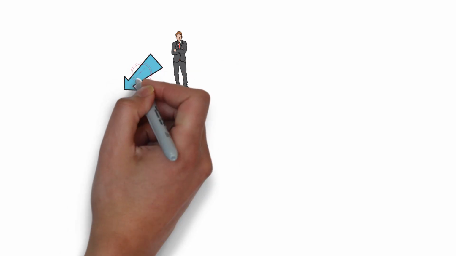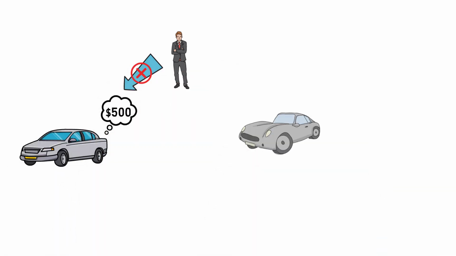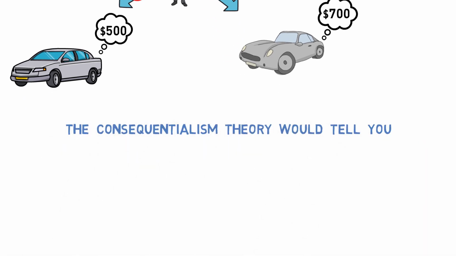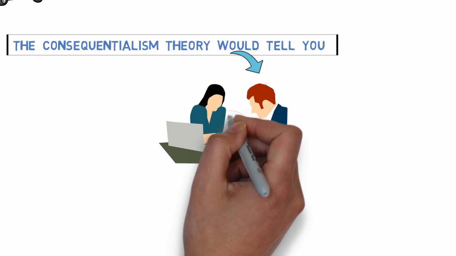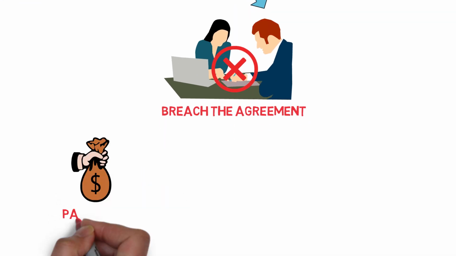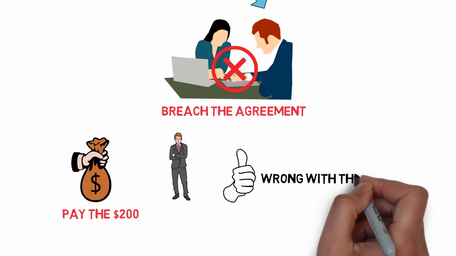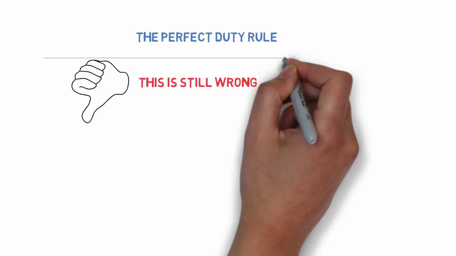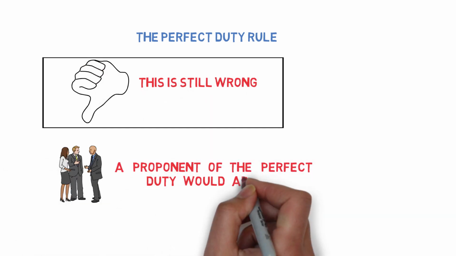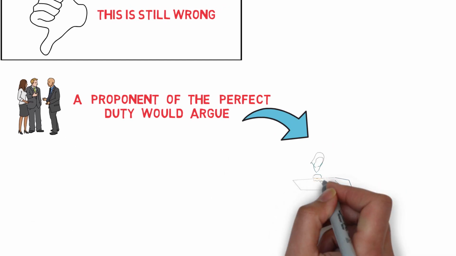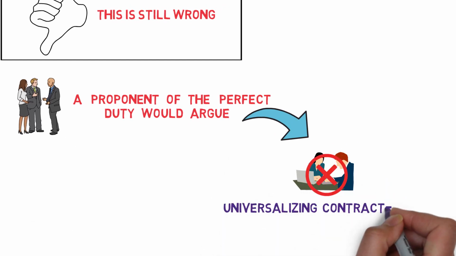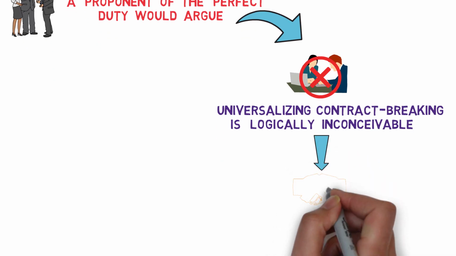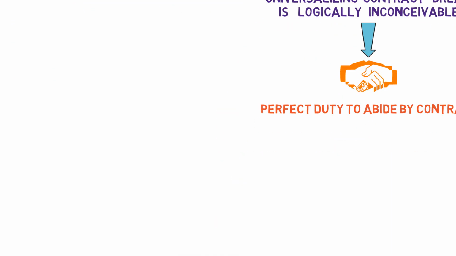If you refuse to rent your car out, the renter will have to rent another car for $700. The consequentialism theory would tell you to breach the agreement and pay the $200, and that there would be nothing wrong with this strategy. The perfect duty rule would say that this is still wrong. A proponent of the perfect duty would argue that because universalizing contract breaking is logically inconceivable, we have a perfect duty to abide by contracts.